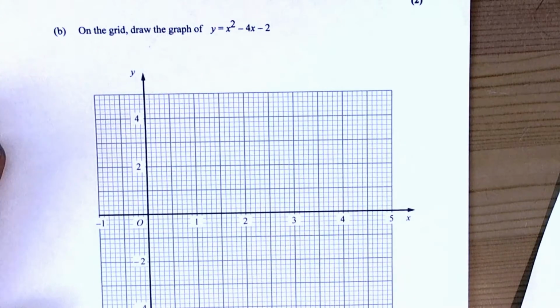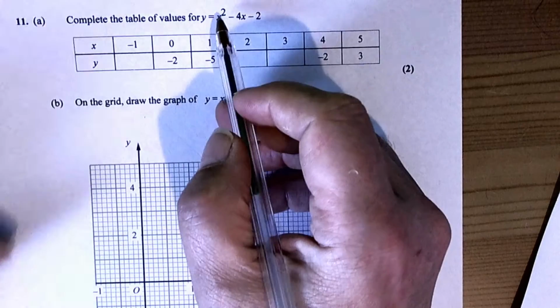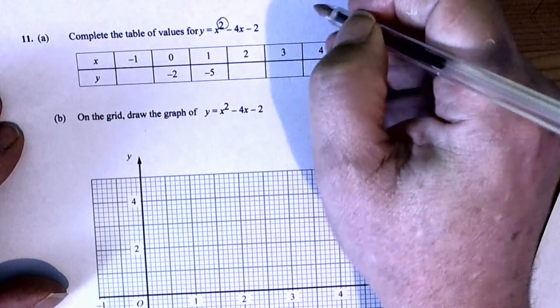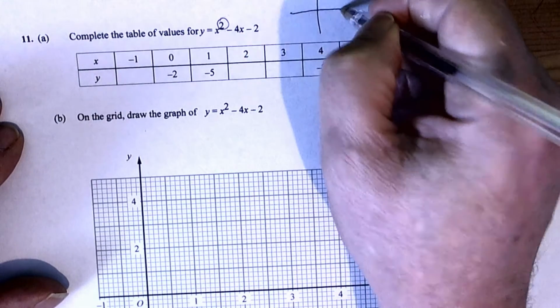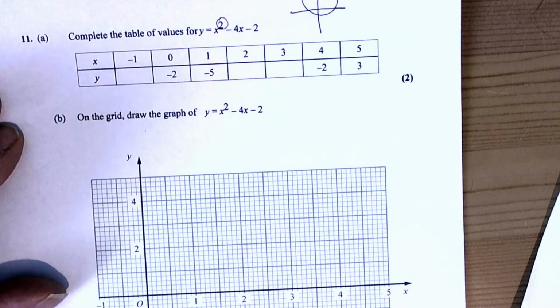This next question talks about completing the table of values for a quadratic function. Remember, this is a quadratic because of the power 2. So the graph of this we'd expect to have a U shape because it's a quadratic.